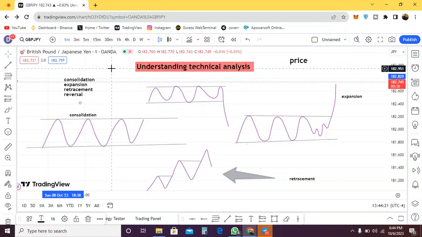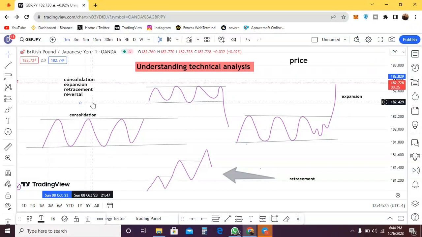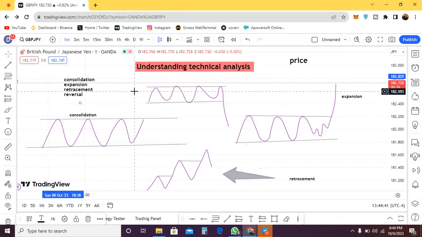Now, these are the four elements you really need to understand. When you open your chart any day, anytime, you want to first ask yourself, what is price currently doing? Is it consolidating? Is it on expansion? Is it retracing? Or are we on a reversal? These are the key aspects you want to understand. You go straight to what price is doing so that you will be able to react from there.